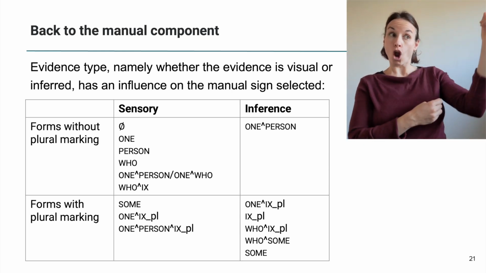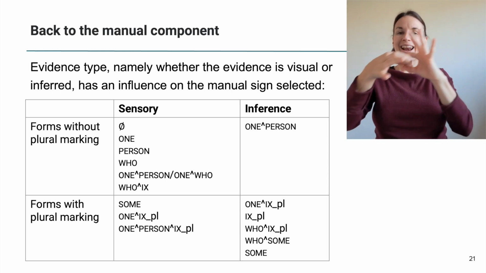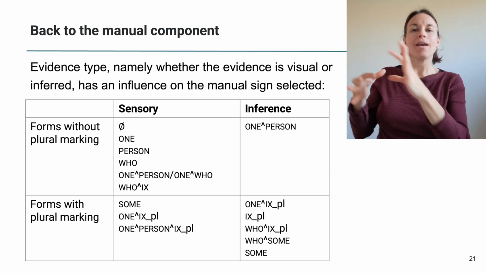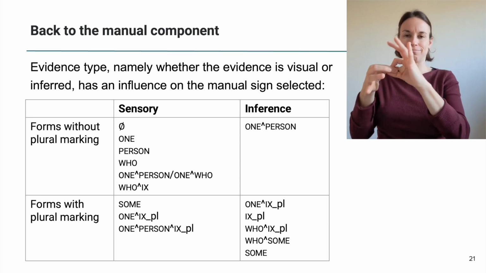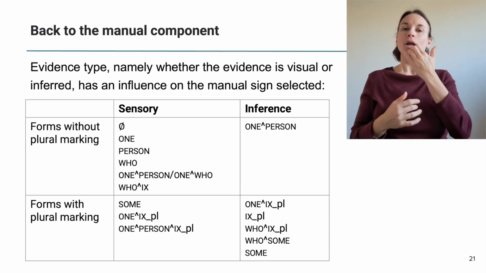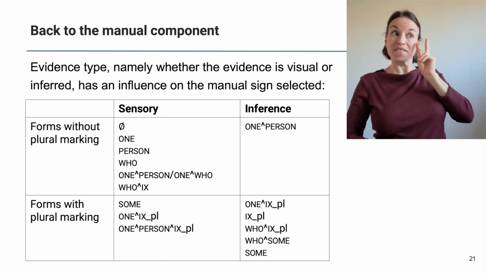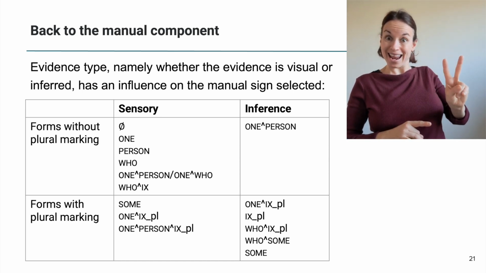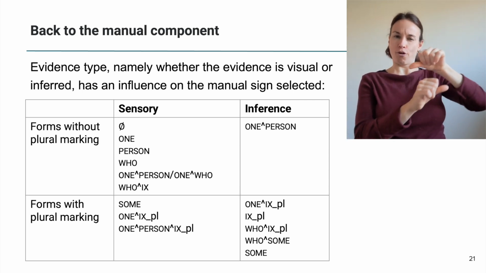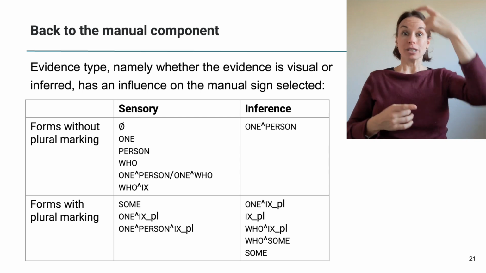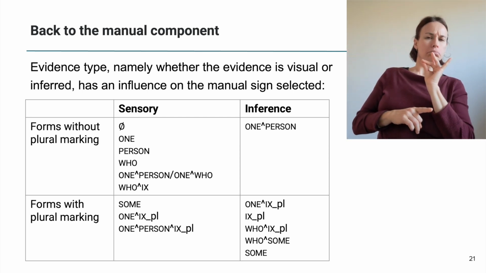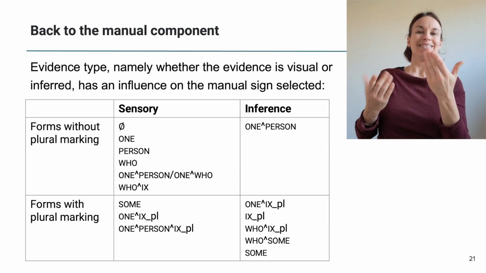Contrary to the case of non-manual markers, evidence type influences the choice of the manual sign, typically affecting whether plural marking is used or omitted. In particular, if the signer has visual evidence, plural marking is rarely used unless the context already includes plural reference. And when the evidence is an inference of the signer, we mostly found plural marked indefinites.